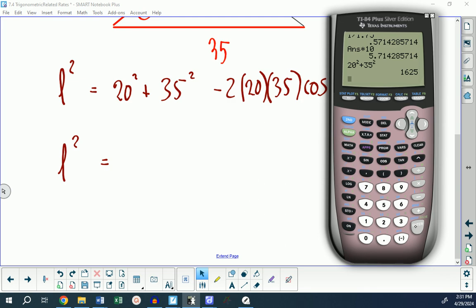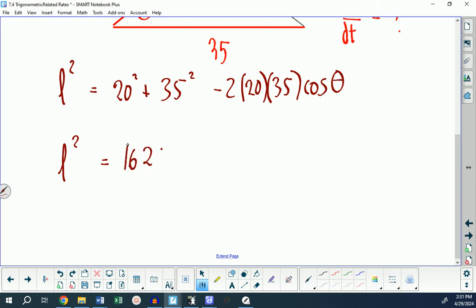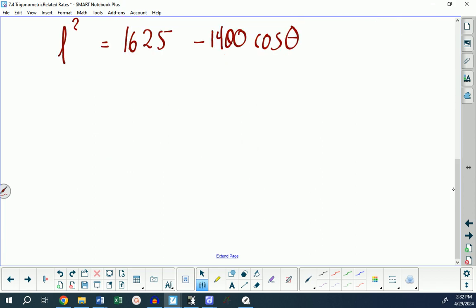So 1625. L squared equals 1625 minus 1400 cos theta is my result, and I see some nods, so I just went 2 times 35 is 70, 70 times 20 is 1400. And now we can differentiate, and we're not going to worry about solving for L. Why would you do that? If you solve for L first, then you're going to have to differentiate something that's a square root of a trigonometric. Instead, just differentiate. 2L dL/dt.